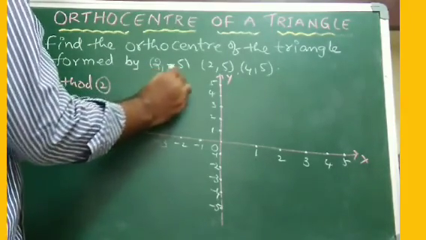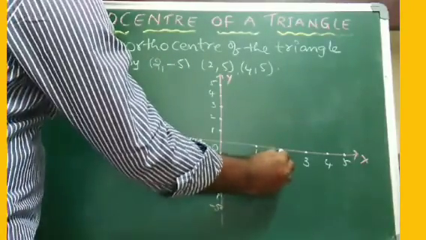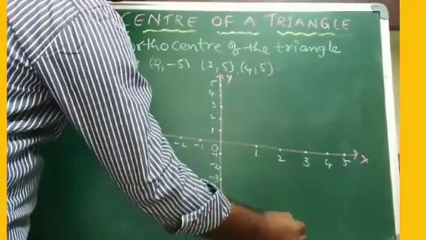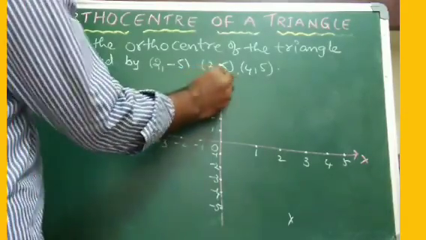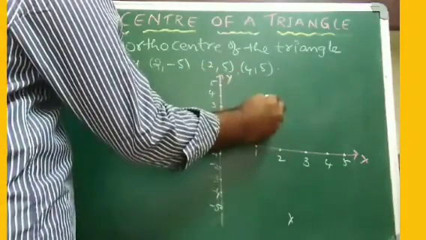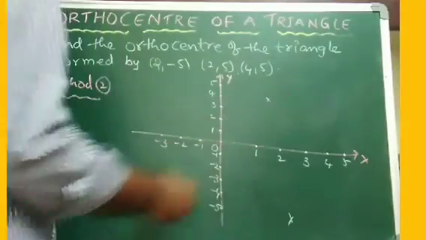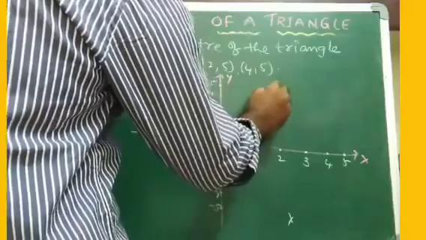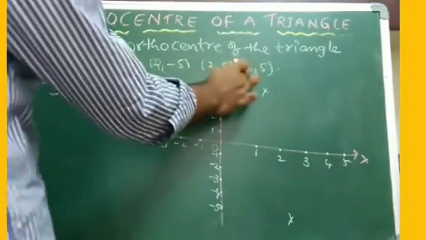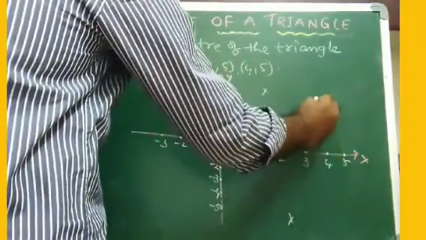First point is (2, -5). So (2, -5) is most probably somewhere here. Okay. Next one is (2, 5). So (2, 5) is exactly here, a little bit higher. Now (4, 5), (4, 5) in this manner.